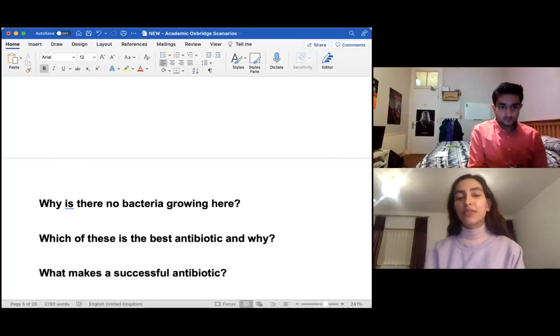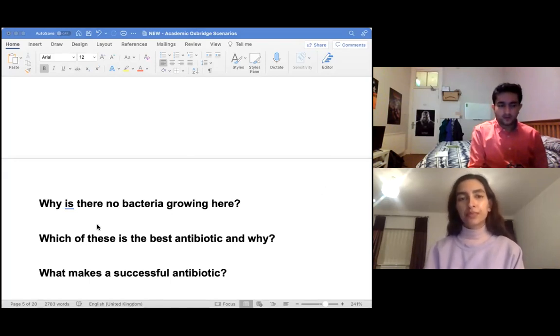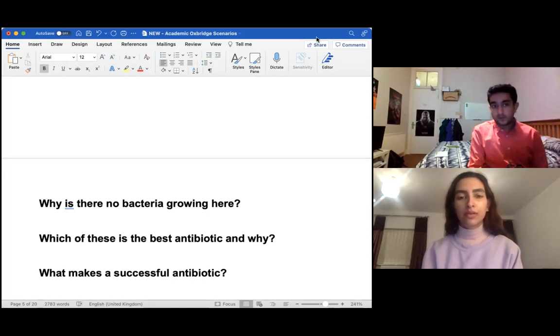What makes a successful antibiotic? One that's quite targeted to a specific bacteria and not the host. One that will target a specific function that the bacteria needs to replicate and survive. So ideally one that kills the bacteria as well as preventing its growth. One that doesn't affect host bacteria, and one that doesn't gain resistance quite easily would be quite good, because obviously antibiotic resistance is a big problem.